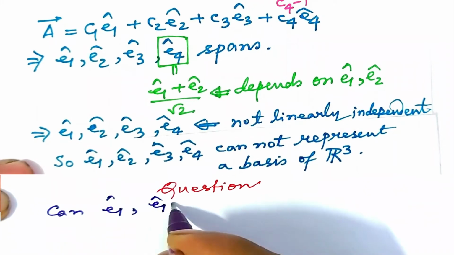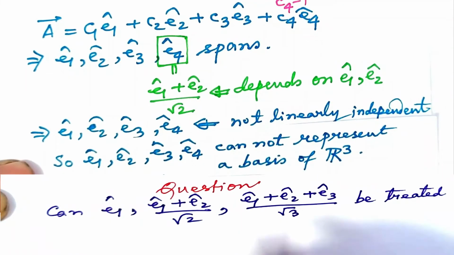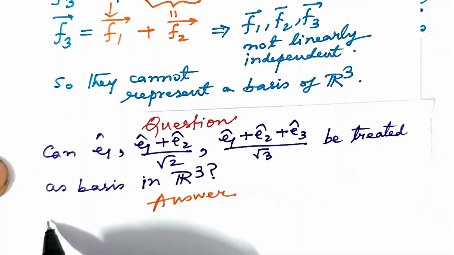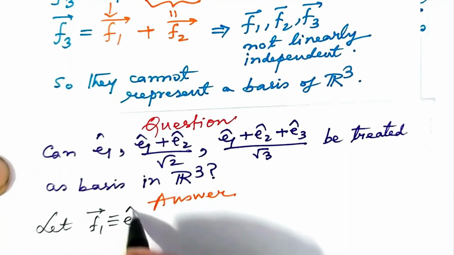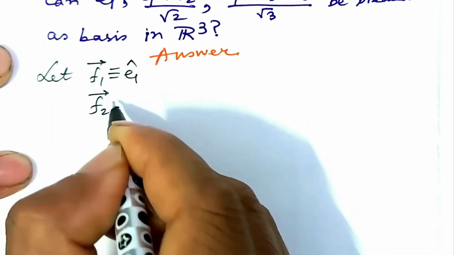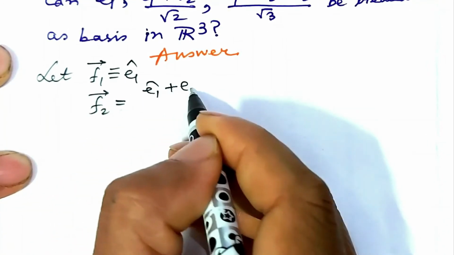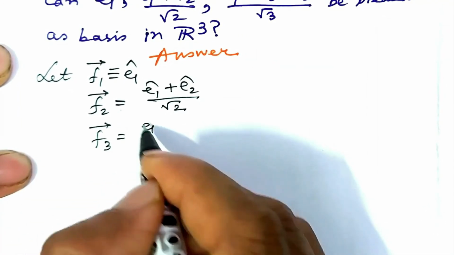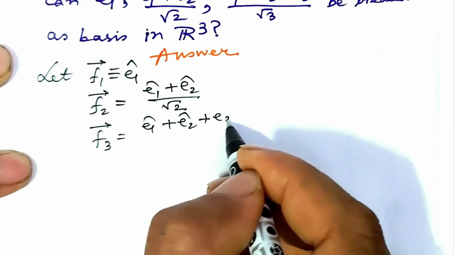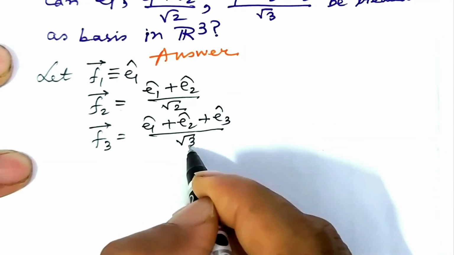Question: can you treat the set as basis of R3? The answer: let vector f1 be e1 cap, so defined. Vector f2 equal to e1 cap plus e2 cap whole divided by under root 2, and vector f3 equal to e1 cap plus e2 cap plus e3 cap whole divided by under root 3.